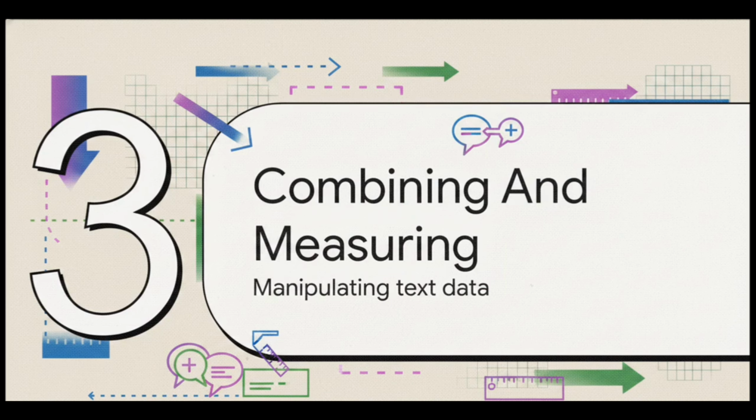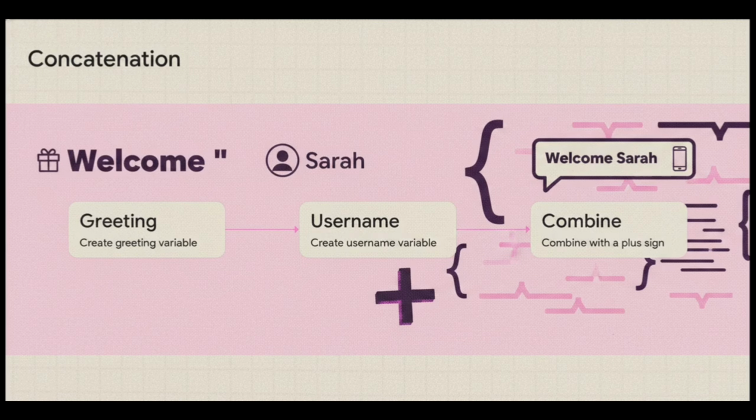Which brings us to Section 3, combining and measuring text. So how do apps actually use this? Well, this right here is called string concatenation. Big fancy word, but it's just the programming method for joining strings together. Imagine you're building a social media app. In step 1, you create a greeting variable, let's just say welcome, with a space at the end. In step 2, you pull the user's name from your database into a username variable, like Sarah. Then in step 3, you literally just combine them together using a simple plus sign. The result? Welcome Sarah. That is exactly how every single app creates personalized headers and custom messages for you. It's just concatenation in action.